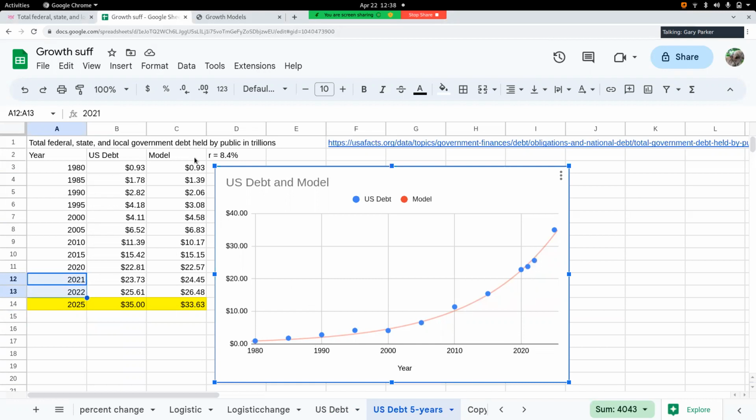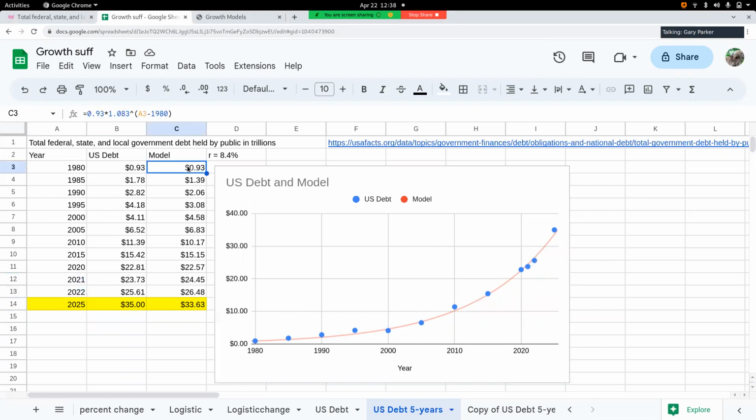And then I calculated my model next to it. How did I do that? Well, I just typed my explicit model, which would be starting with the amount in 1980, 0.93, multiply by my growth multiplier, 1.084, and raise that to the power how many years went by. Well, to figure out how many years went by, I have to count the number of years after 1980. So that would be parentheses, whatever the current year is, minus 1980. And then I just fill that formula down, and that's what you see here. So summary of what I have so far.